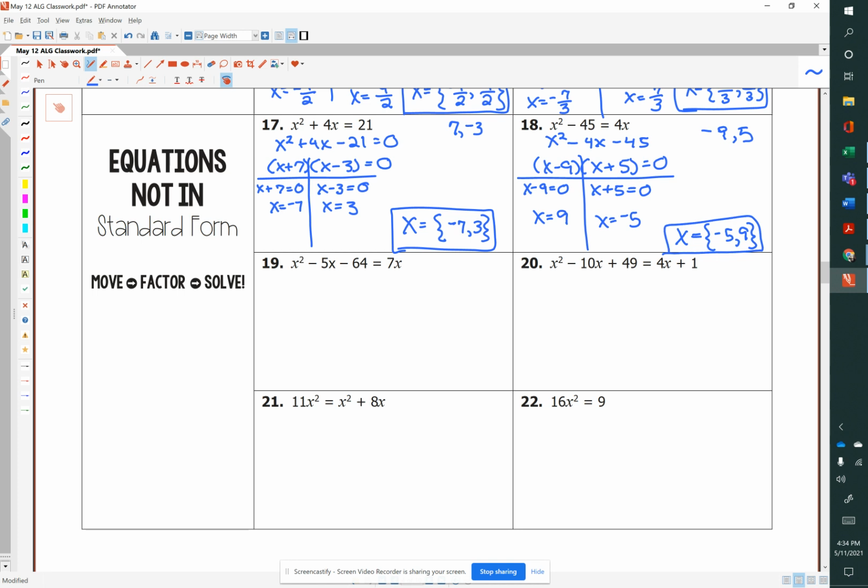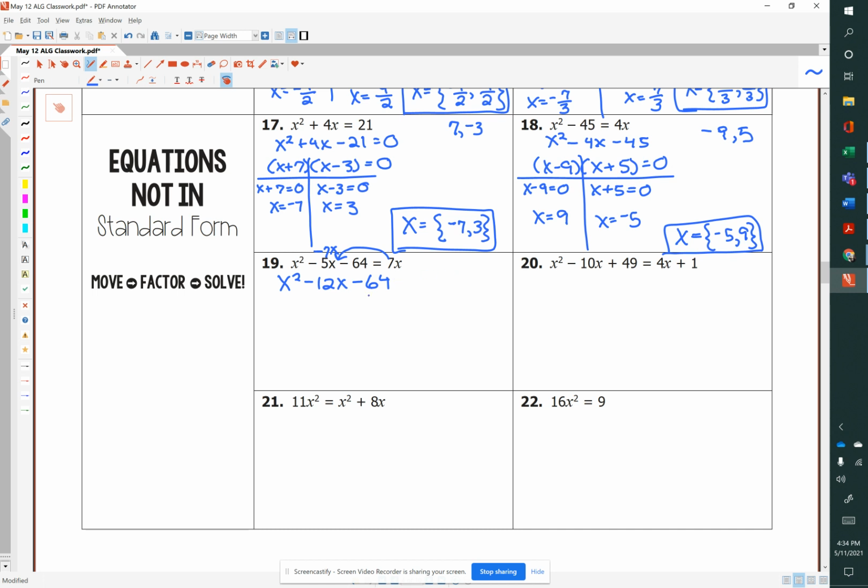Number 19. We have to combine some like terms. We have negative 5x, and we have a positive 7x, but when we bring that positive 7x over here, it will be a negative 7x. So we need to combine negative 7x and negative 5x, which will be negative 12x minus 64, our constant. So we need two numbers that add to negative 12 and multiply to negative 64. So we would need a negative and a positive number. The negative number will be larger.